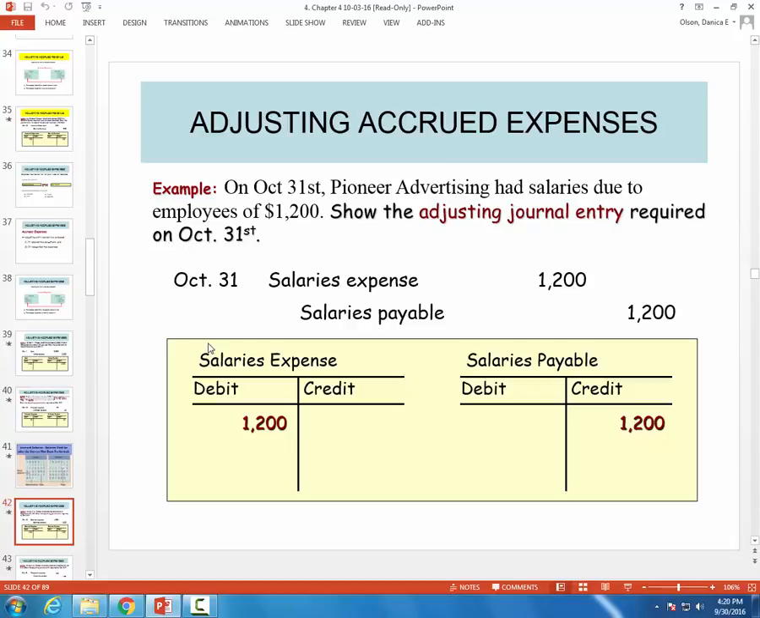At the end of the month, if your employees have worked but you have not yet paid them, you need to record the expense. To do this, we debit our salaries expense for $1,200 and we credit our salaries payable for $1,200. Our expenses are increasing. To increase an expense, we do a debit. Our liabilities are increasing. To increase our liabilities, we do a credit.